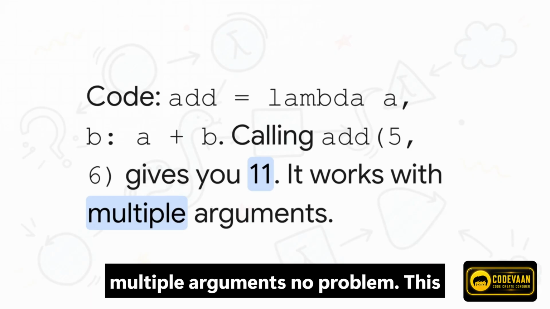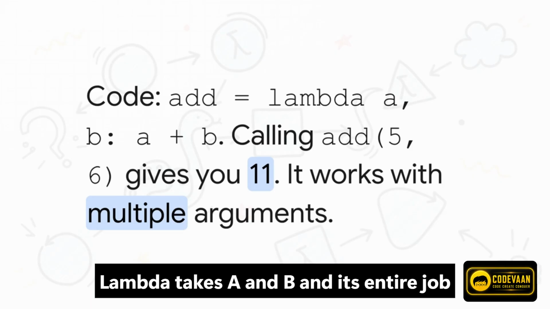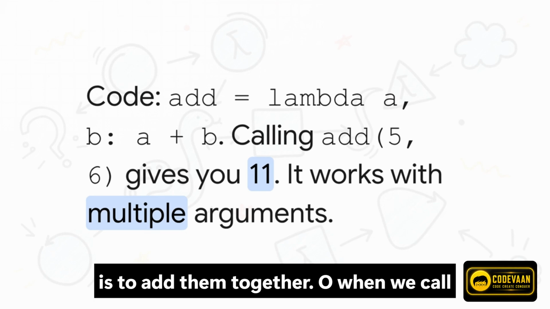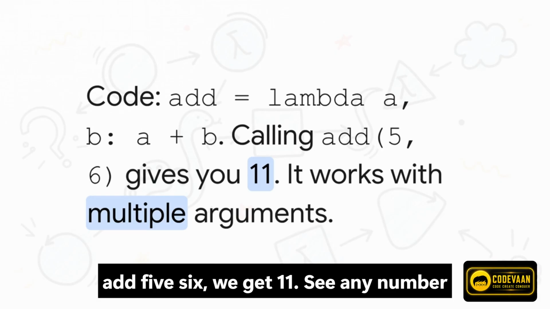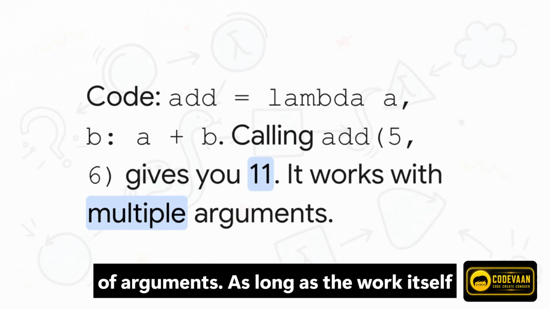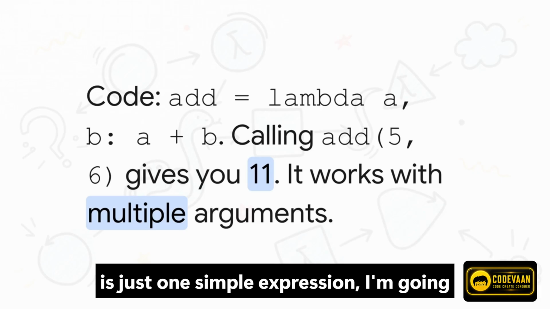And yep, it works with multiple arguments, no problem. This lambda takes a and b, and its entire job is to add them together. So when we call add 5, 6, we get 11. See? Any number of arguments, as long as the work itself is just one simple expression.